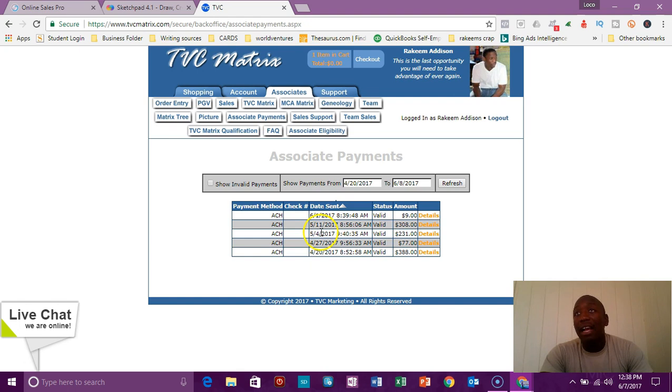So May 4th, I got paid $231, right? That was pretty much that next week. And then May 11th, I got paid $308. At that particular time, I was on vacation in the Dominican Republic with my family.